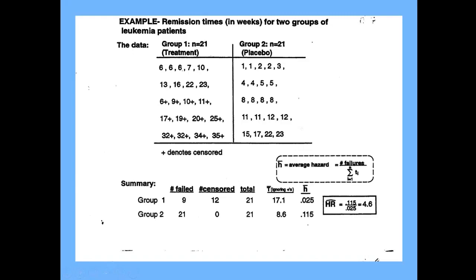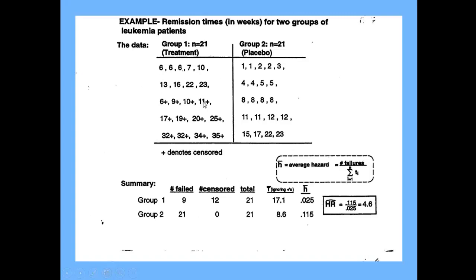How do you get the person time for group 1? Well, you add up all these numbers. This person was 6 plus, but we know that person contributed 6. We don't know what they contributed afterwards, but we know it was at least 6, so that's the information we have. So if we add up all the numbers for group 1, we get the person time for group 1. We add up all the numbers for group 2, we get the person time for group 2. So how do we get a rate? Well, it's the number of failures divided by the person time, which is the sum of the times for each group.